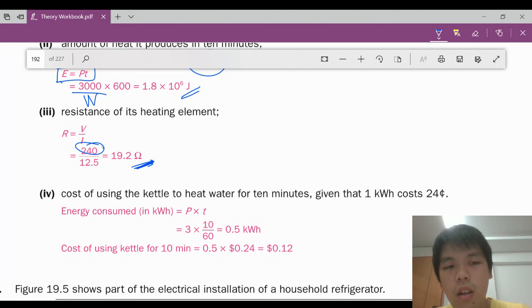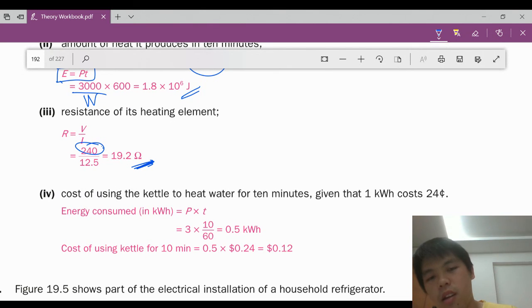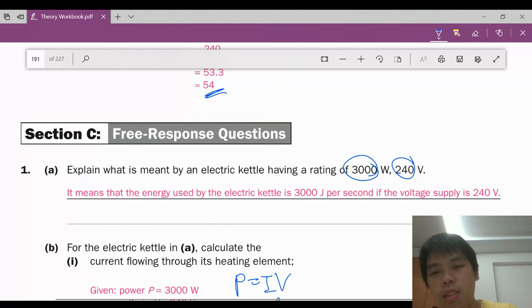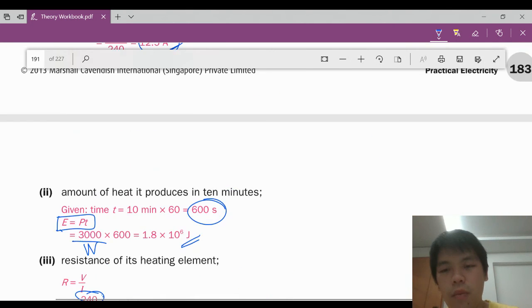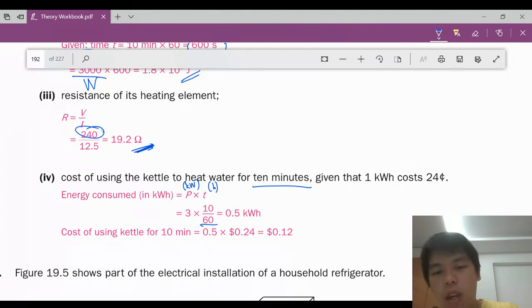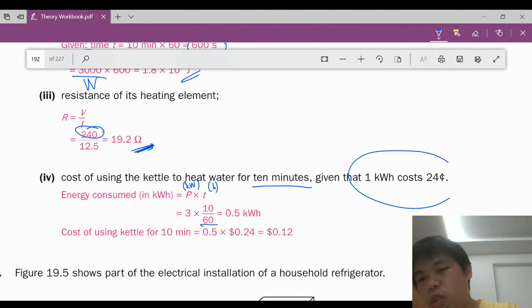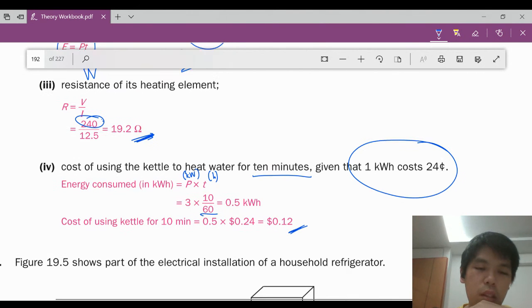Okay, let's calculate the cost of using the kettle to heat the water for 10 minutes. We have done this before. Make sure that your power is in kilowatts. Make sure your time is in hours. So for 10 minutes, time is 10 divided by 60. Power is 3, because above here it states that the kettle is 3000 watts. So you can get 0.5 kilowatt-hours. What's the cost? If one unit costs 24 cents, you multiply accordingly, you get 12 cents. Okay, so this is for question 1.